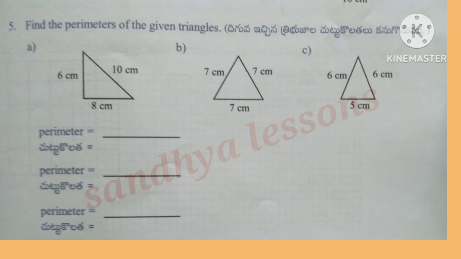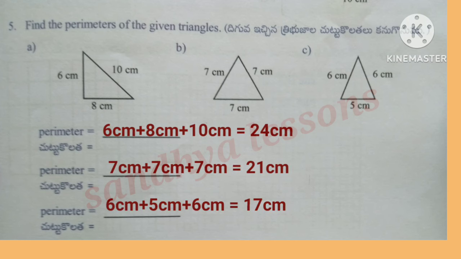Fifth problem. Find the perimeters of the given triangles. Perimeter of A triangle is equal to 6 cm plus 8 cm plus 10 cm, that is equal to 24 cm. Perimeter of B triangle is equal to 7 cm plus 7 cm plus 7 cm, which is equal to 21 cm. Perimeter of C triangle is equal to 6 cm plus 5 cm plus 6 cm, which is equal to 17 cm.